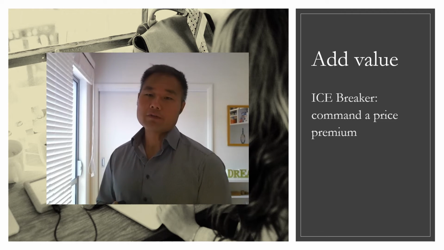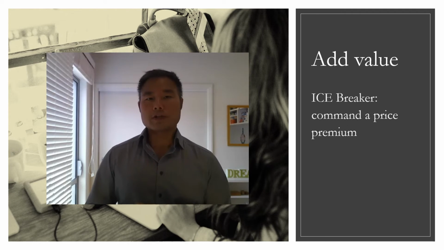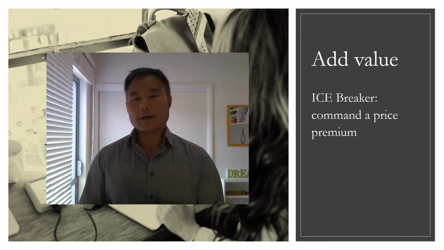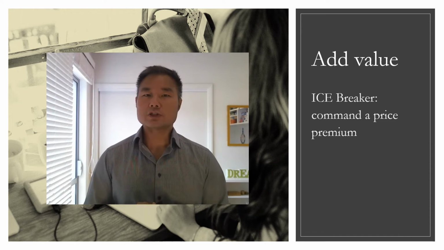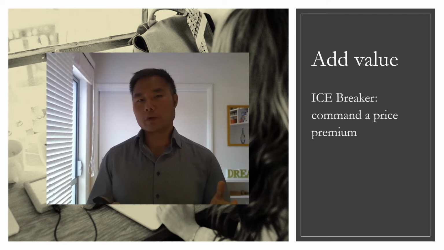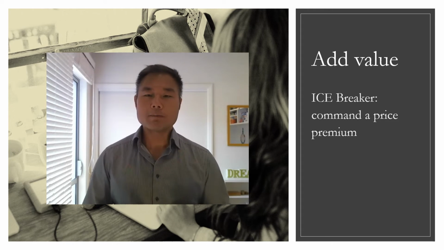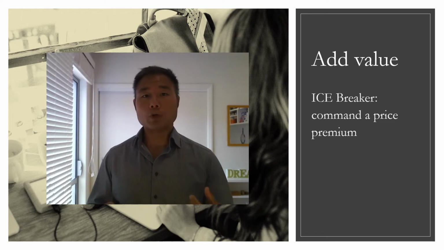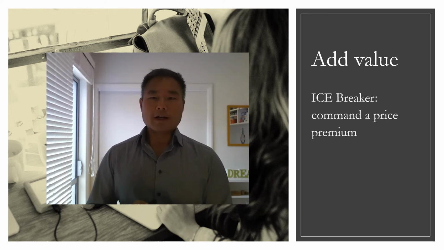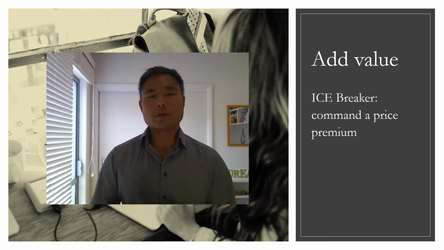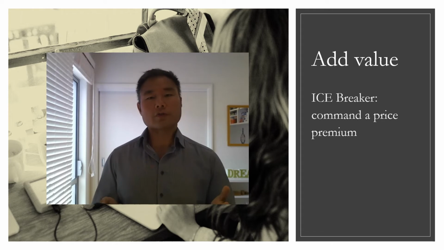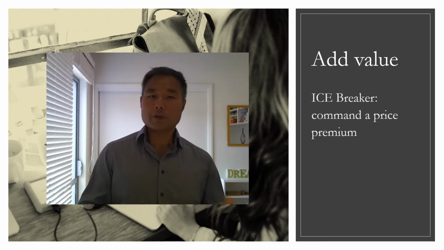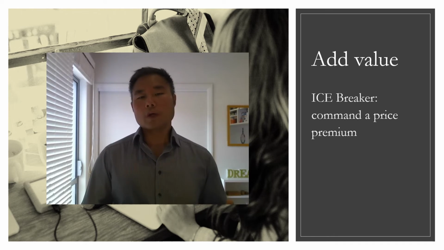The example I have here is Icebreaker, which is a New Zealand merino clothing brand manufacturer, and they're a very successful international brand now, available all over the world, and they command a price premium because of the various advertising they've done throughout the years to really build up that brand image. So what Icebreaker has been able to do is to charge a lot for what is essentially a product based on a commodity, which is merino wool.